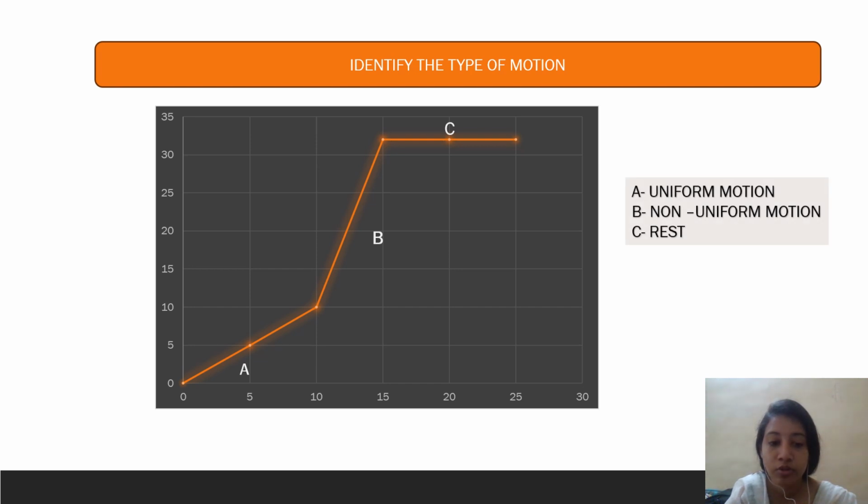So the first part A is in uniform motion because it has covered equal distances in equal intervals of time, and the part B is in non-uniform motion as compared to A because it has covered more distance in 5 seconds, and the part C has not changed its position even when the time is changing, so we can say that it is at rest. I hope you have identified the types of motion from this graph, and I hope you have understood how to interpret a distance-time graph as well as how to draw or plot a distance-time graph.